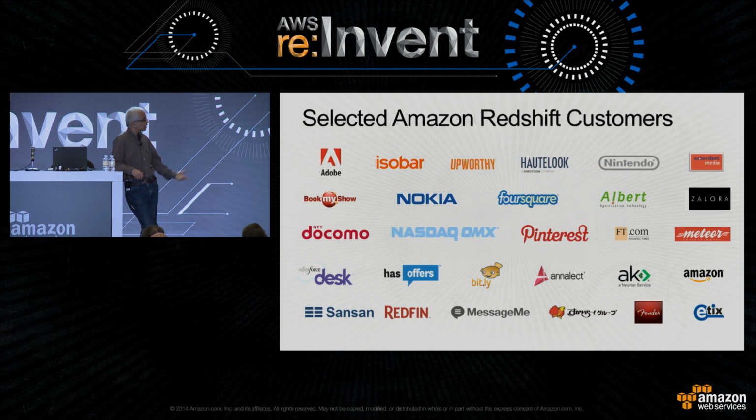And here are some of the customers. NASDAQ is a great example of a customer. Nokia is another one. Salesforce uses it. There are lots of earlier stage companies, fast-growing startups. Pinterest is another one that uses this. Nintendo. A lot of companies. This is becoming the default way that you ought to do a data warehouse.